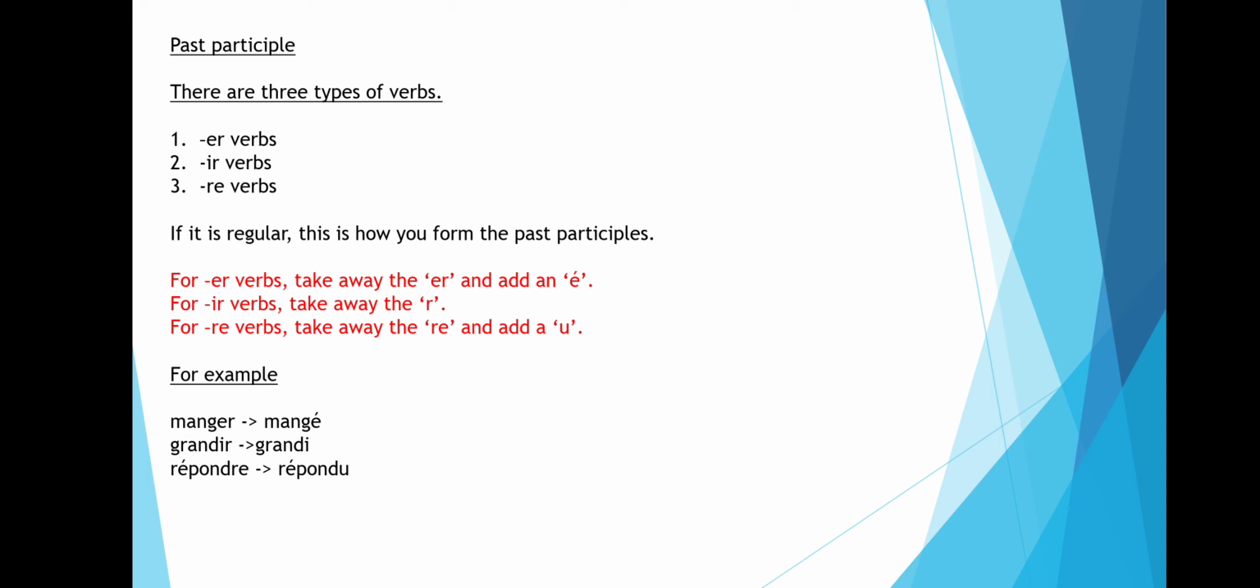For the er verbs, you take away the er and add an é accent aigu. For ir verbs, take away the r. And for re verbs, take away the re and add a u. For example, manger, which is an er verb, goes to mangé. Grandir, an ir verb, goes to grandi. And répondre, an re verb, goes to répondu.